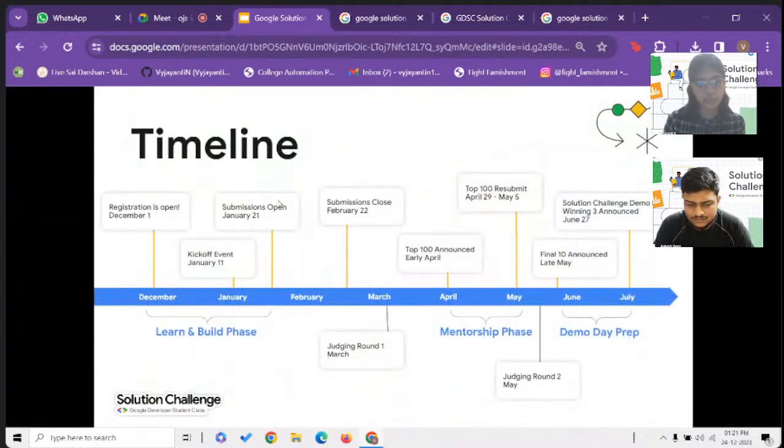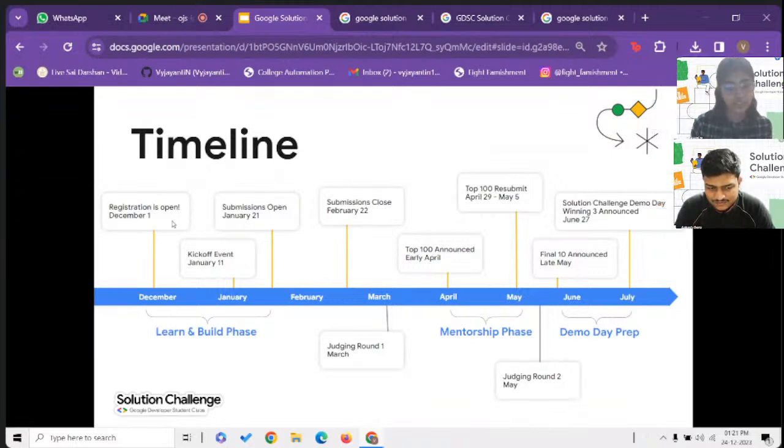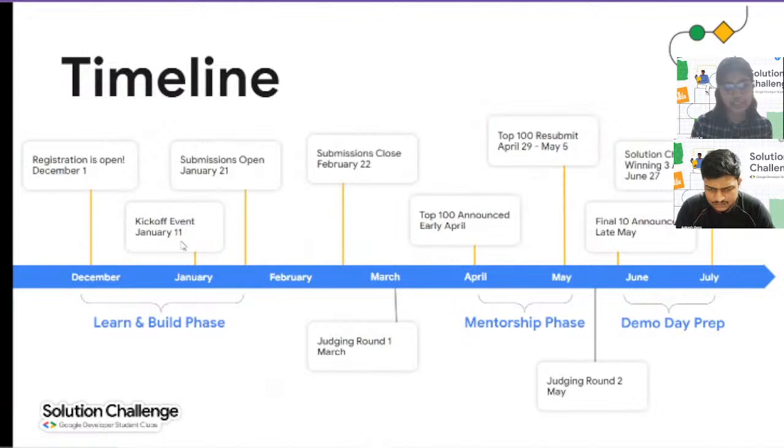Moving on to the timeline of Google Solution Challenge. This is how it works. It is not for a single month. It will be stretched throughout 3 or 4 months. First, the registrations open on December 1st and the kickoff event is on January 11th. So what is the kickoff event? The kickoff event is organized by Google itself, wherein they speak about the importance of Google Solution Challenge and also let the students know how they can take part in this. The submission criteria, the judging criteria, the perks, and all the other details will be clearly stated in the kickoff event. So you can simply RSVP for this event and be a part of it to get to know more about the event.